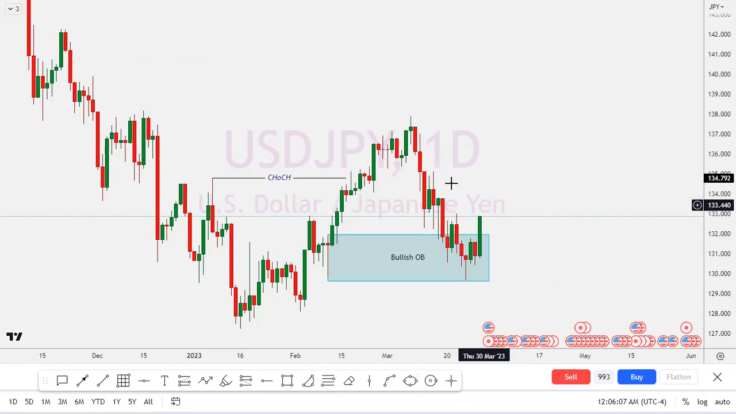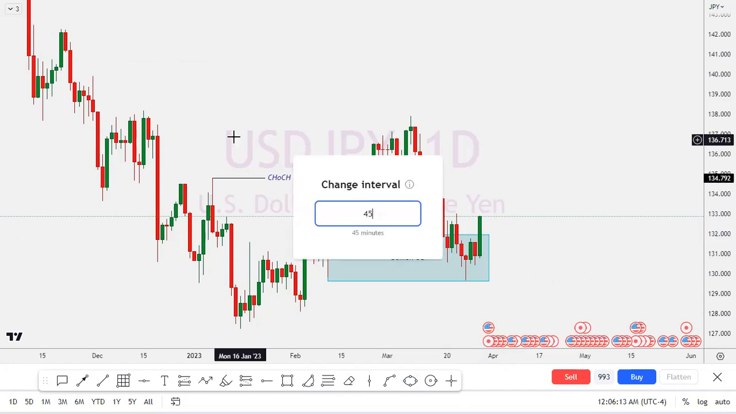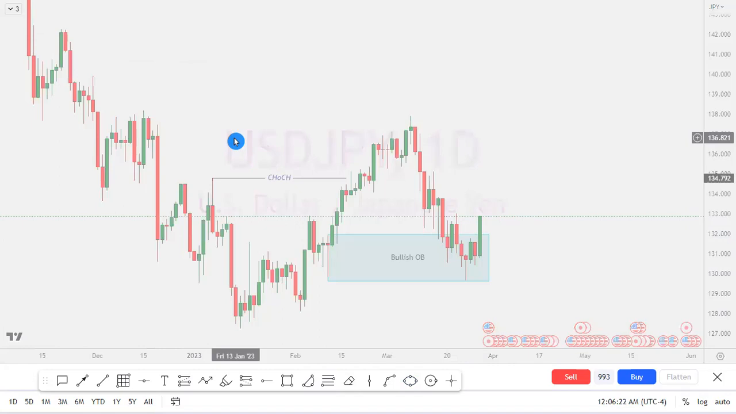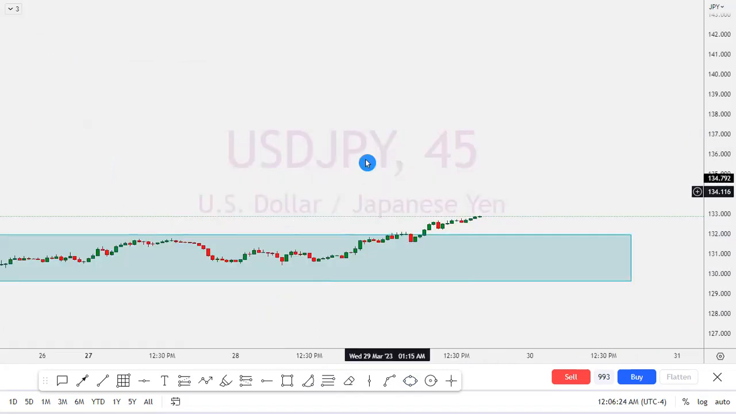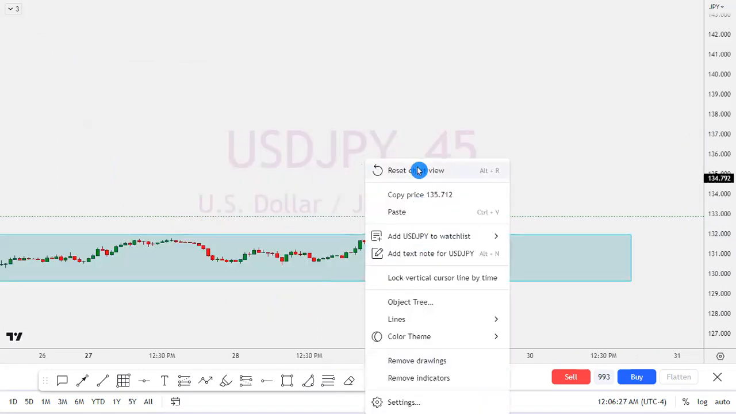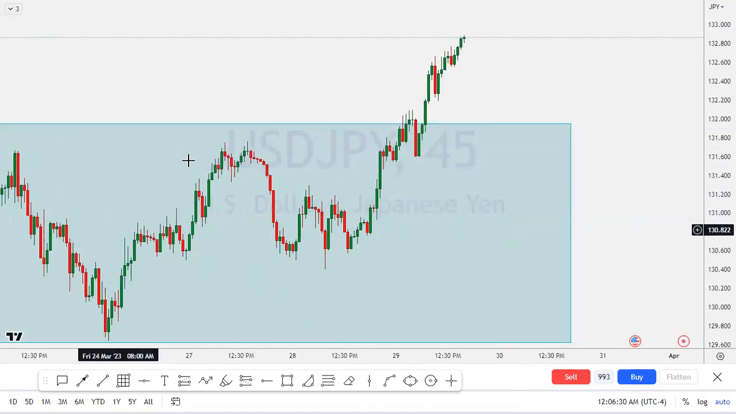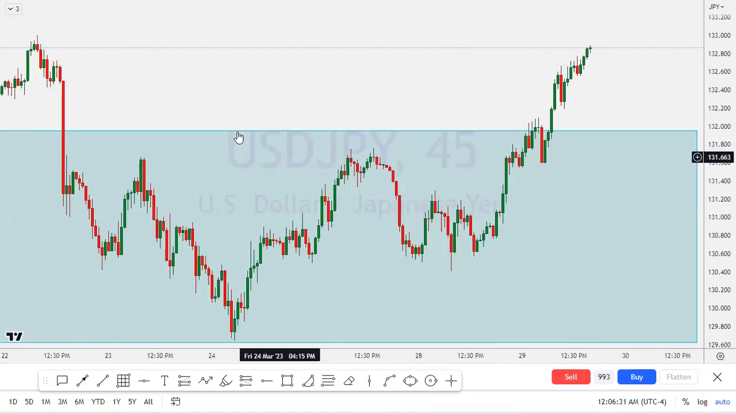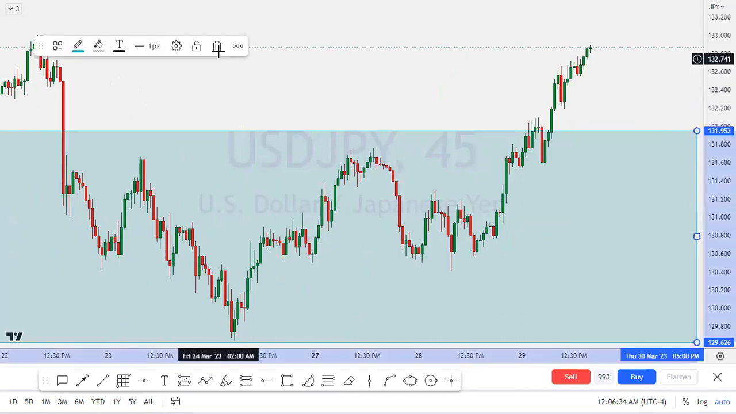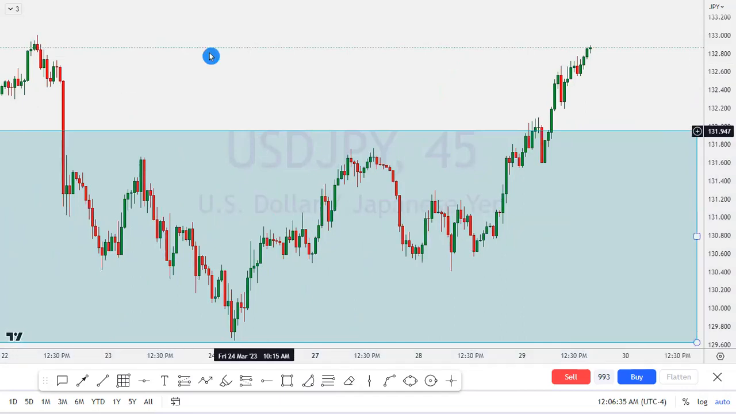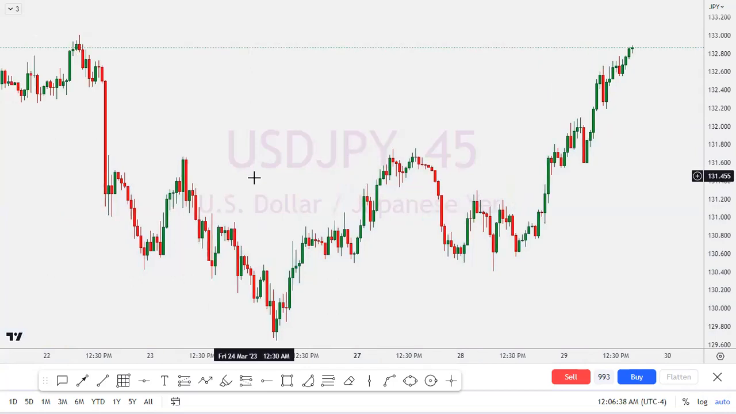So what I do, I go to the 45 minutes time frame. Let's look at the 45 minutes time frame. Okay, this is the 45 minutes time frame. Let me reset the chart, and let me just remove this triangle structure.